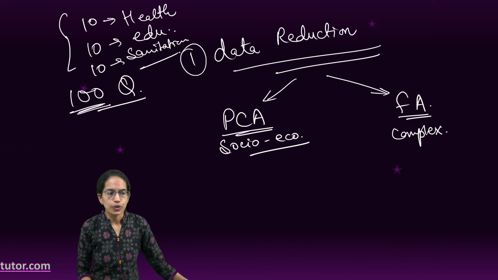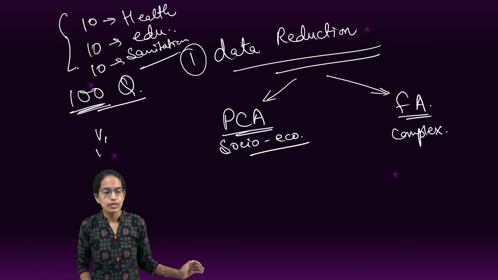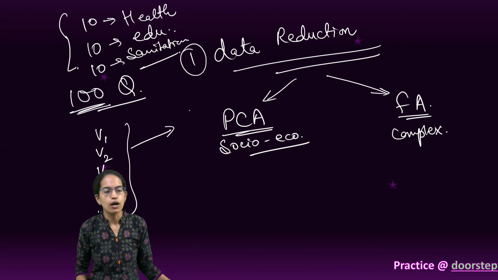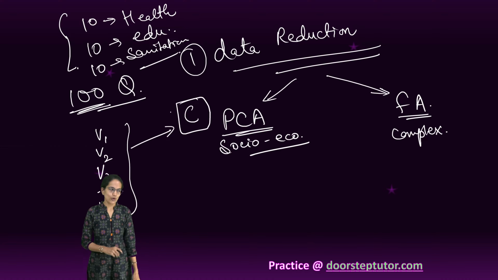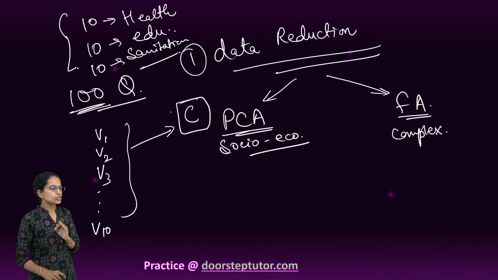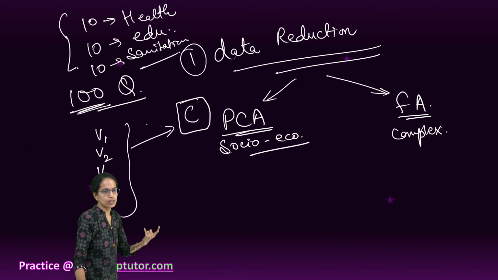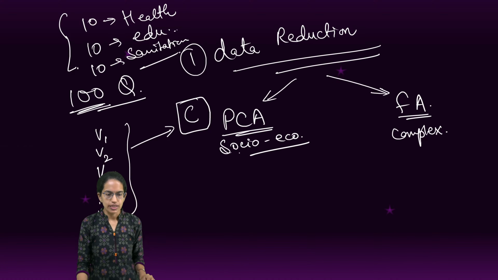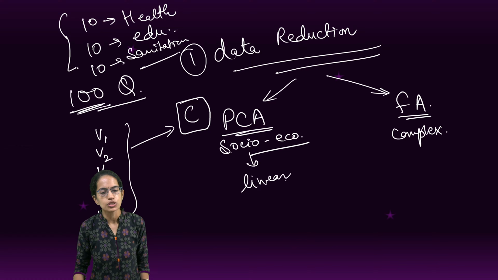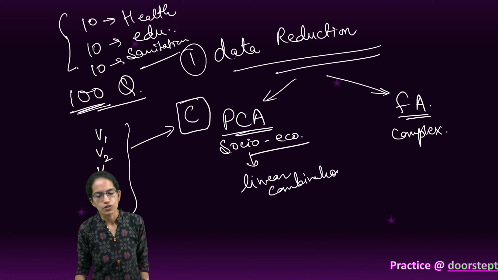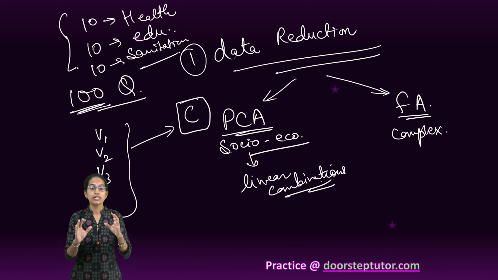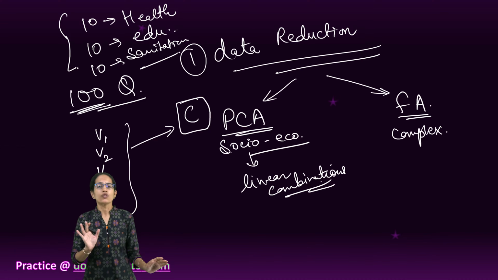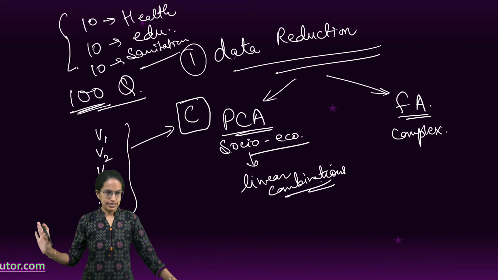So what I am trying to do is I am using those variables V1, V2, V3 till V10, and I am chalking them down into a new component. And what is this new component? This new component is health in the first case, education in the second case, and so on and so forth. So in a principal component analysis, we are creating linear combinations. Along with the linear combinations, what we try to do here is that we create a new component. Clear? So we create a new component that exists.